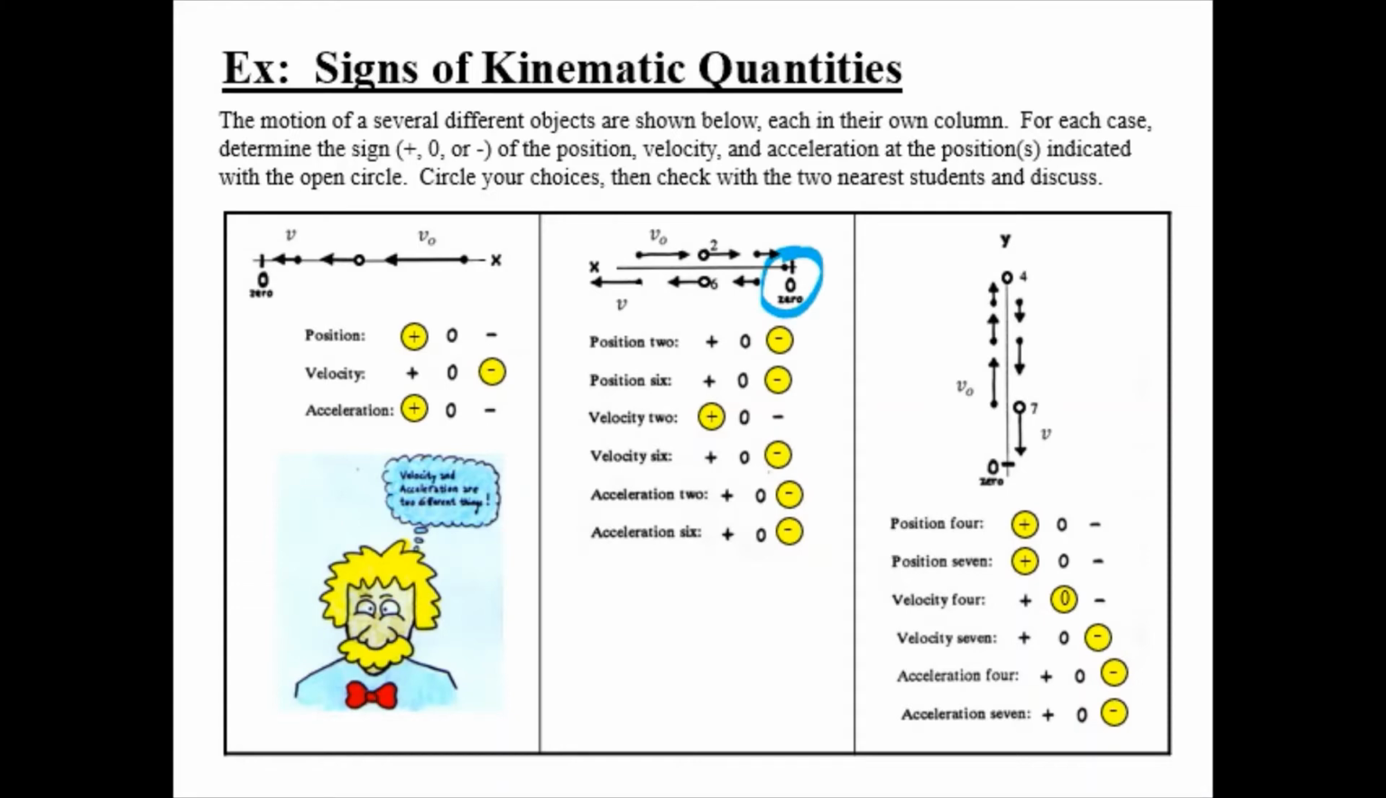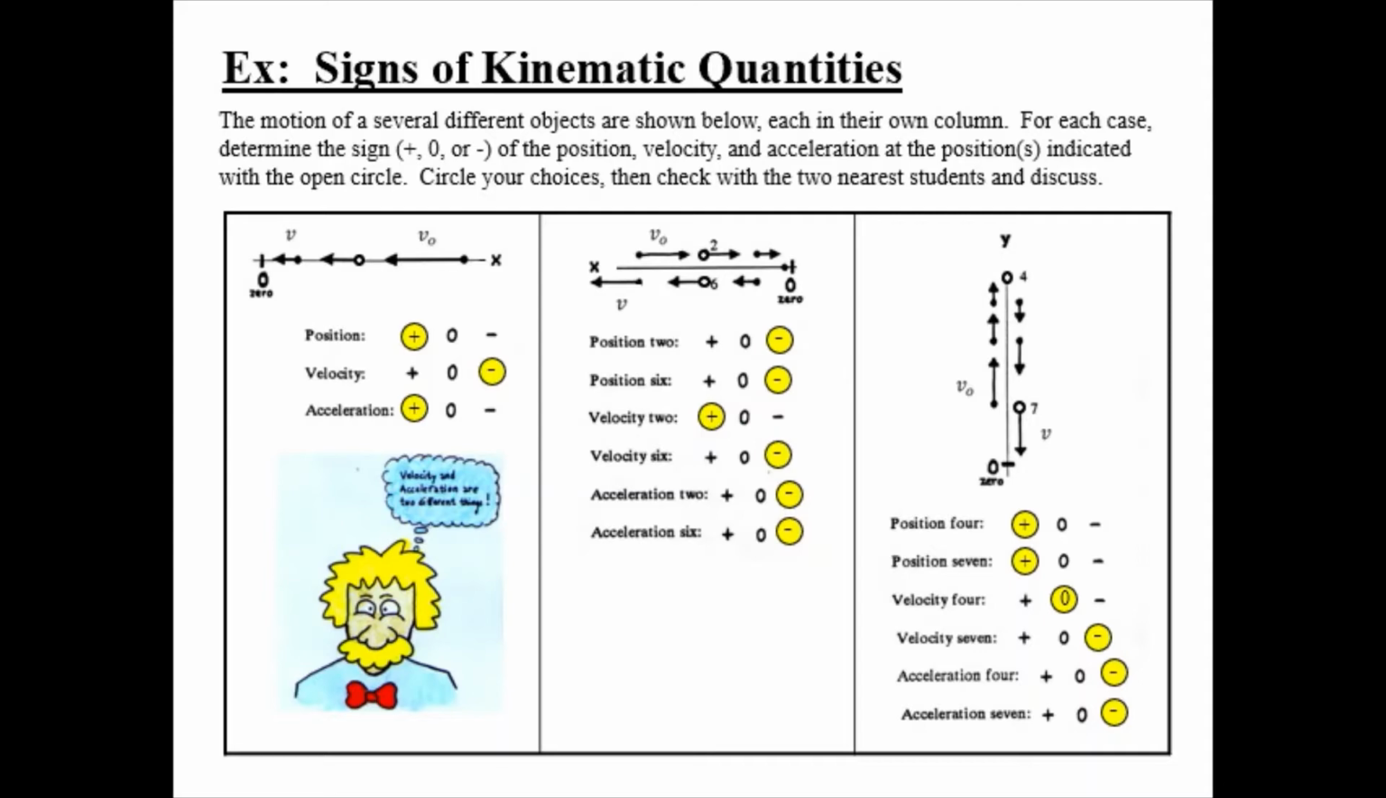Here's the 0. So on this particular axis, any positions over in here would be negative. Both positions 2 and 6, if you notice, are to the left of the 0, and therefore they're at negative positions. So that takes care of these two answers, right?